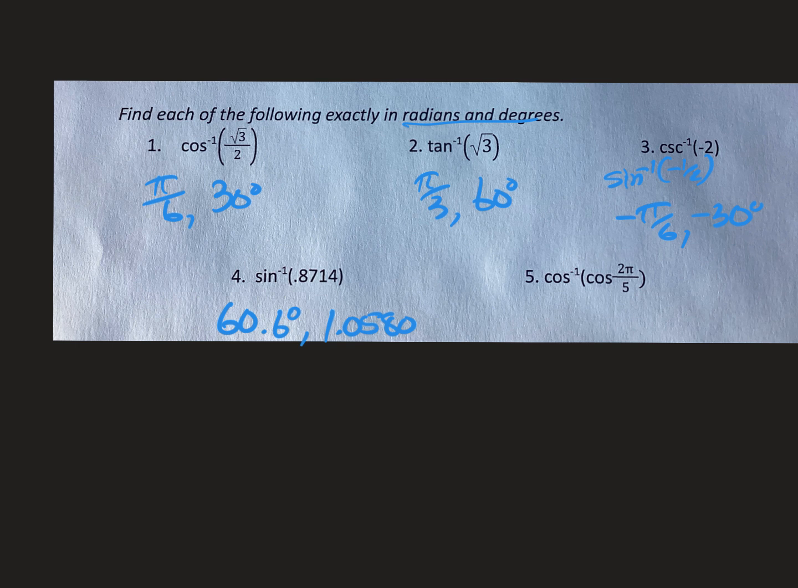And the last one says inverse cosine of cosine 2 pi over 5. Because the 2 pi over 5 is in quadrant 1, it's legal. So I'm just going to put 2 pi over 5. That's all you've got to do there. Oh, and then we need to put the degrees. Remember, pi is 180, so I'm going to do 2 times 180 divided by 5. And I'm getting 72 degrees. There's the first 5. Number 6 through 11 are solving equations.